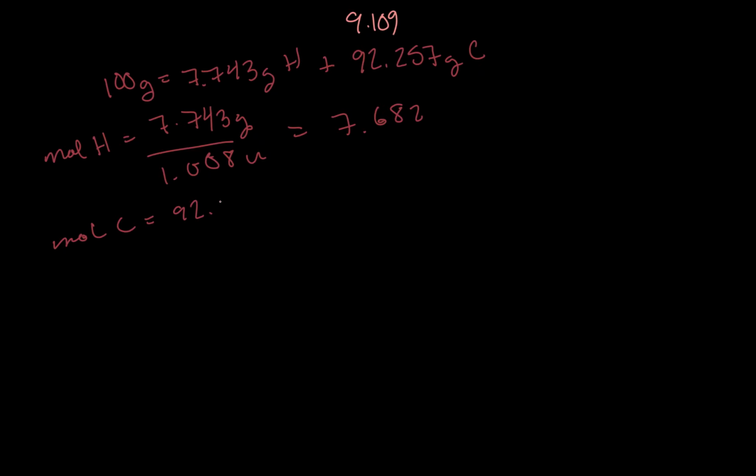Moles of carbon equals 92.257 grams over 12.01 grams per mole, which equals 7.682. So, for an empirical formula, we have about the easiest one in the book for two species, which is a 1-to-1 ratio.